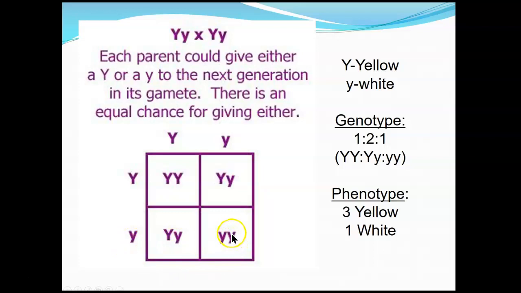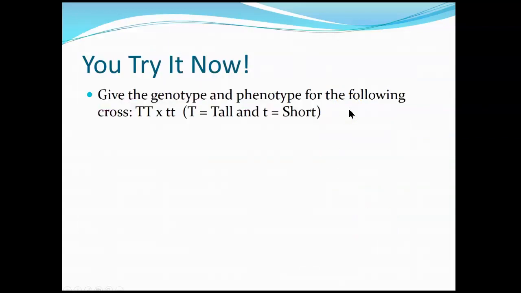So the genotype would be, we would have one homozygous for the dominant trait, two heterozygous, and then one homozygous for the recessive trait. And the phenotype, how it would look, because that Y is dominant, this one would be yellow, this one would be yellow, and this one would be yellow, but this one would be white because it has the two recessive genes for white.